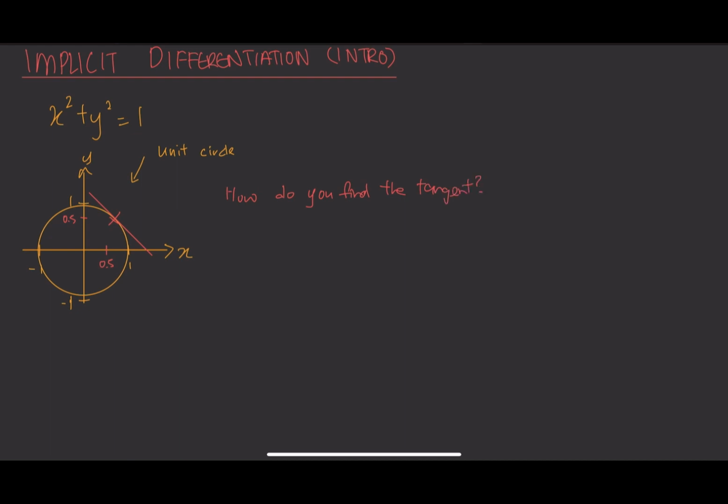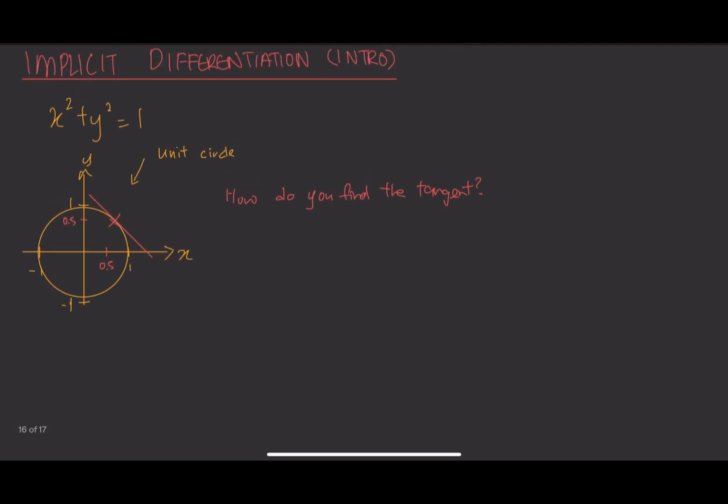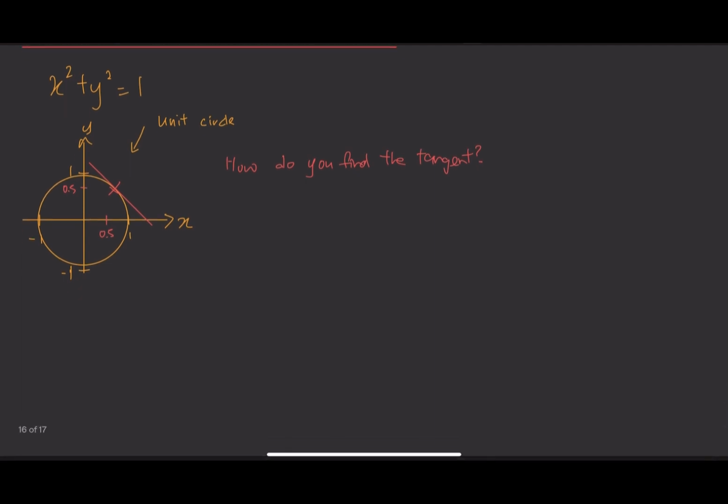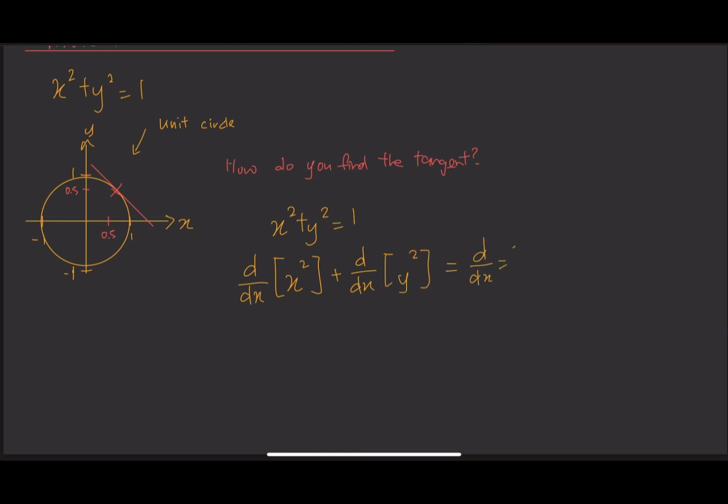Well, that's where implicit differentiation comes in, to find the tangent of a circle at a given point. Now, how do we differentiate this function? Well, it's quite simple. We have the function x squared plus y squared equals 1. We want to differentiate in terms of x, right? So d/dx of x squared plus d/dx of y squared equals d/dx of 1.